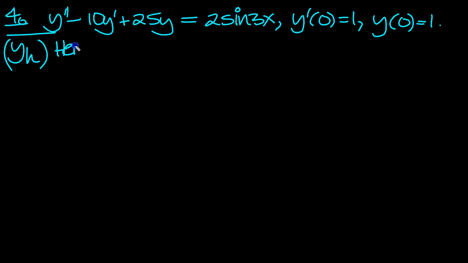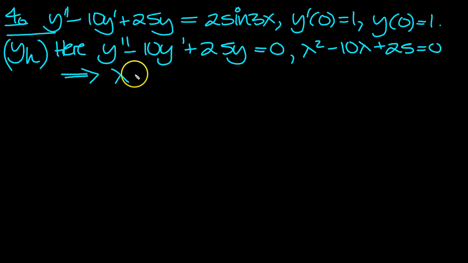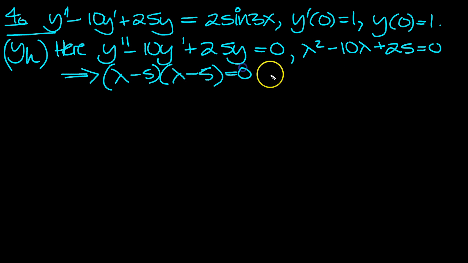So here we've got y double dashed minus 10y dashed plus 25y is equal to 0. This gives us the quadratic equation, the associated auxiliary equation, lambda squared minus 10 lambda plus 25 equals 0, and that implies lambda minus 5 squared is the solution there, isn't it? Agreed? Equals 0. So it's a repeated root, and so lambda is equal to 5.